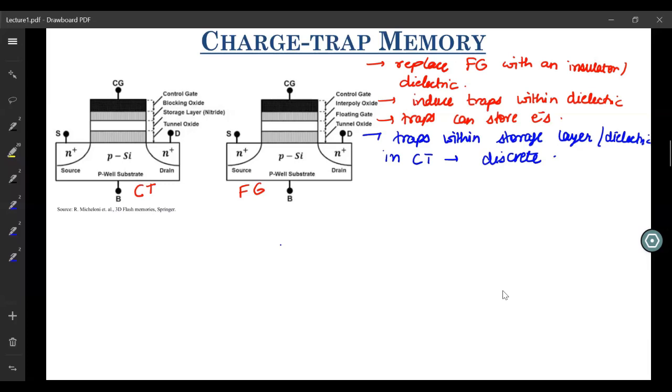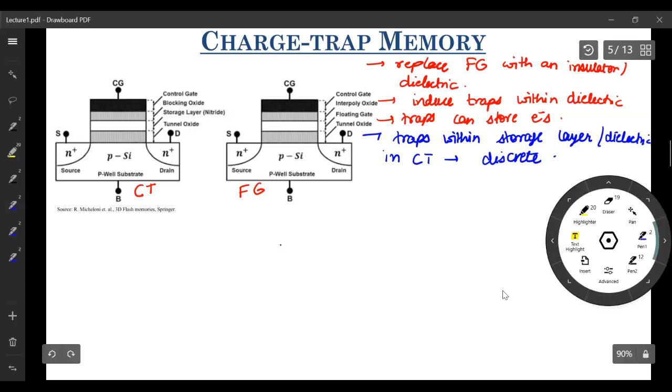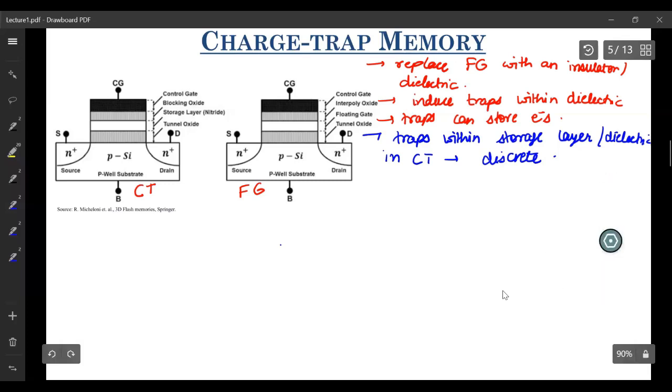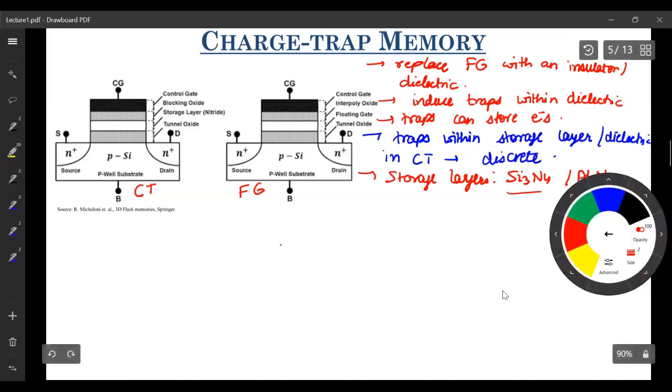However, that is not the case with your storage layer. In your storage layer, the traps are discrete, and your electrons can reside in only those discrete locations, and they're not free to move within your storage layer. They can move via hopping, but not all electrons are free to move throughout your storage layer. Okay. So what can be these storage layers? The most popular storage layers that people use are silicon nitride, Si3N4, or aluminum nitride, AlN. AlN is CMOS compatible, Si3N4 is CMOS compatible, so that way process complexity is reduced.